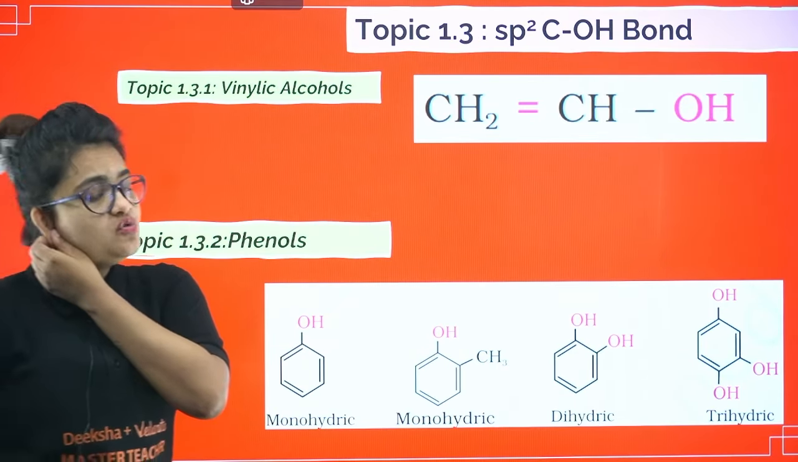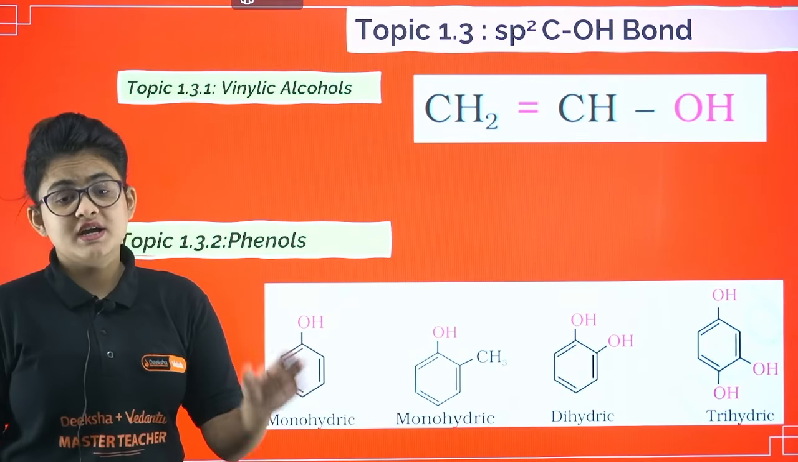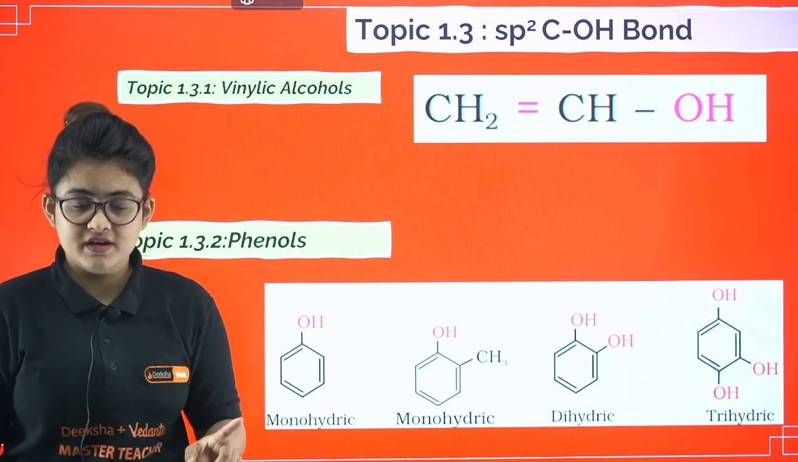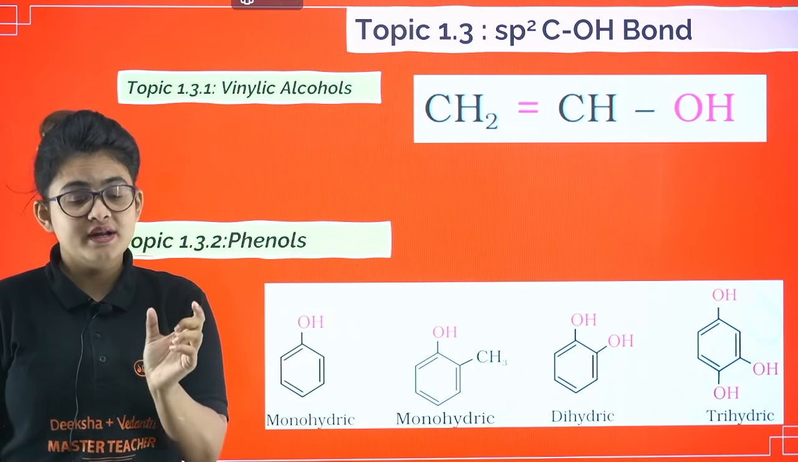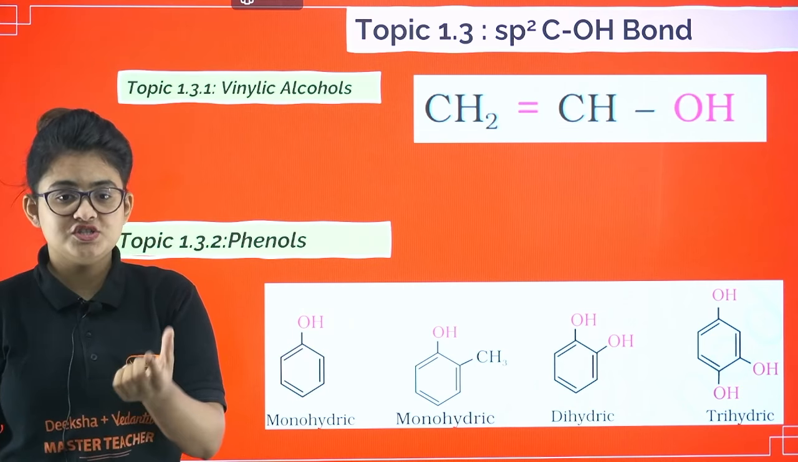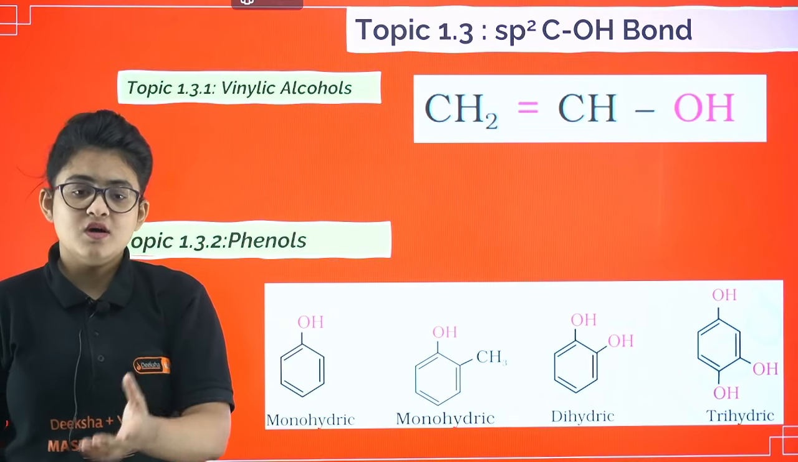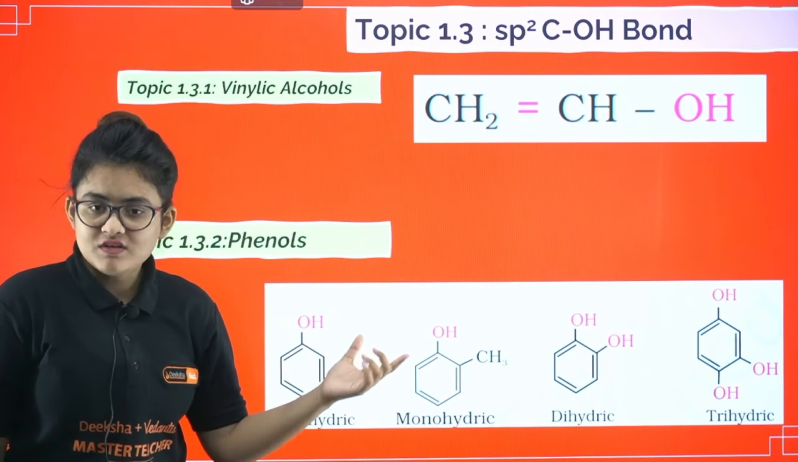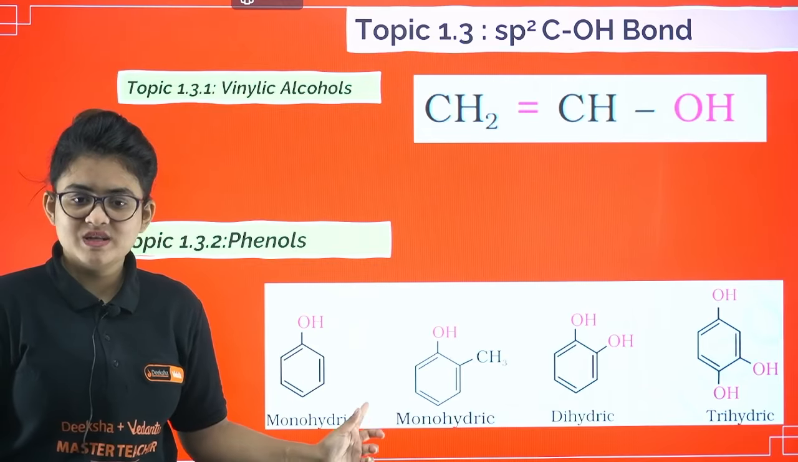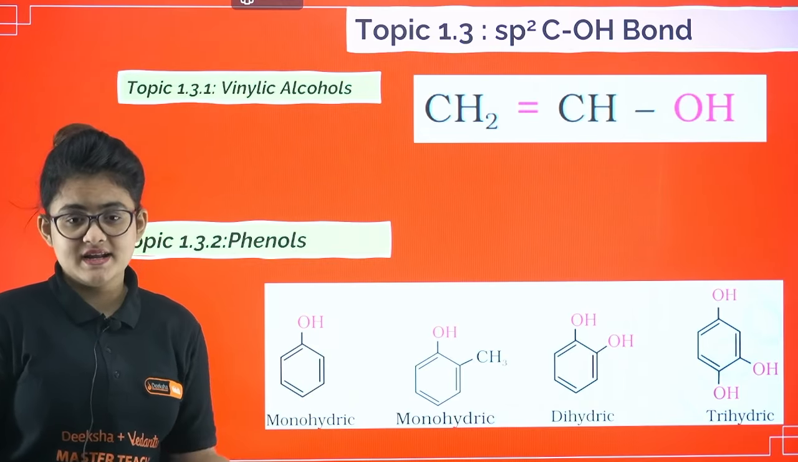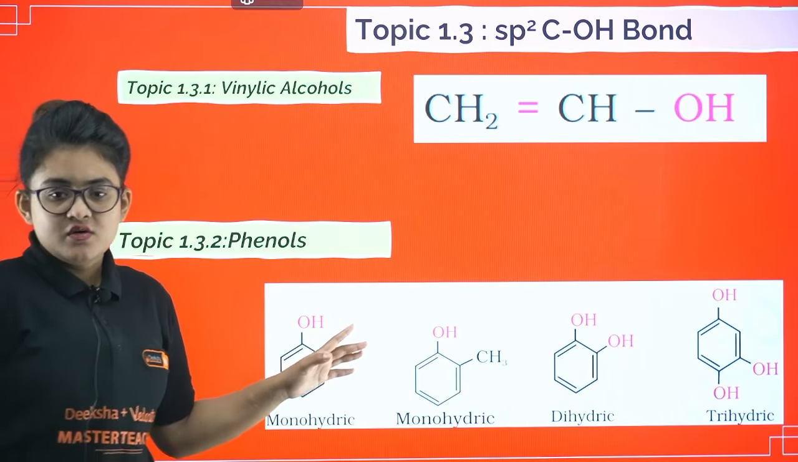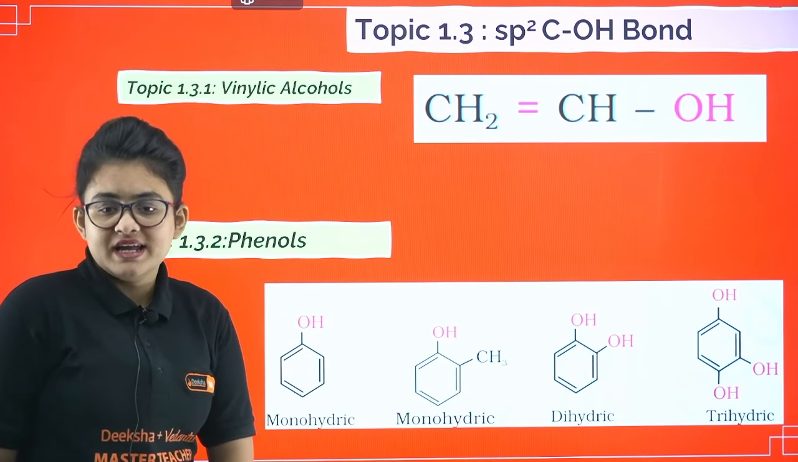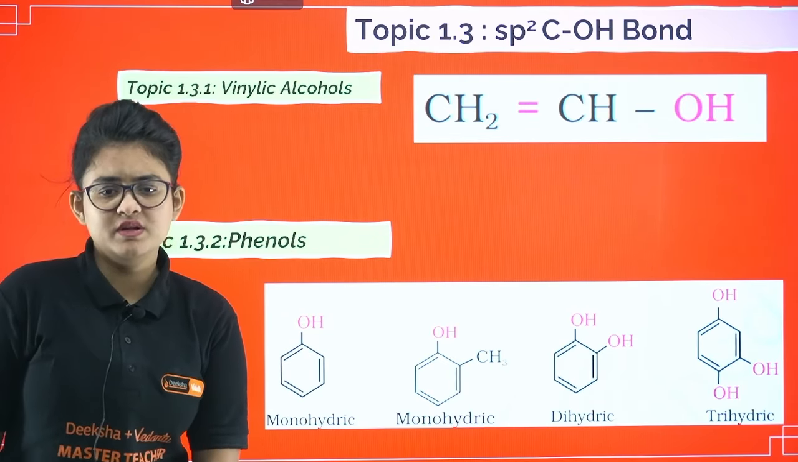This is sp2 containing carbon plus OH. Here comes vinylic and phenolic. Vinylic means that carbon is directly holding the double bond as well as the OH. So C double bond C, OH, that's it. Similarly, vinylic carbon is also present in benzene. Benzene directly holding the OH is basically the phenols. We can have monohydric, dihydric. This type of example we can have.